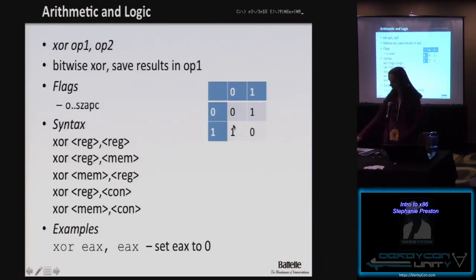An easy way that you'll see often used in x86 to set a register to 0: instead of moving a 0 into a register, it's actually faster to exclusive OR it with itself, which will always set it to 0. So setting a register to 0 is just XORing it with itself.